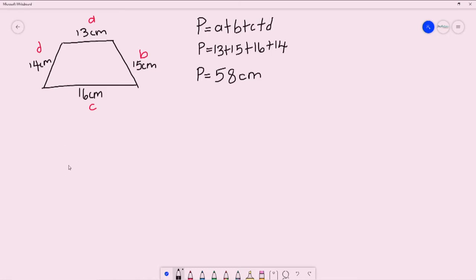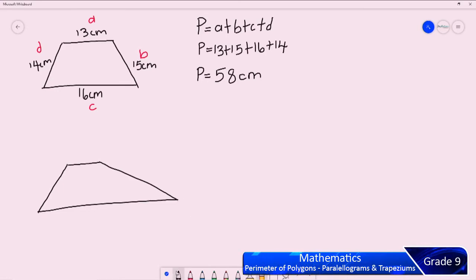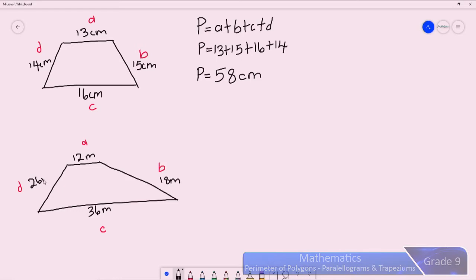For the second example, we have a trapezium, not drawn to scale, that looks a little like this. We have to calculate the perimeter of this trapezium, and we're going to call this side A, this one B, C, and D. So side A, we have 12 meters. Side B, we have 18 meters. Side C, 36 meters, and side D, 26 meters.